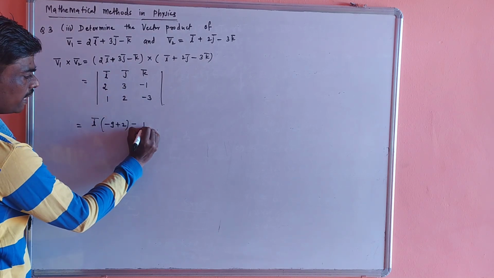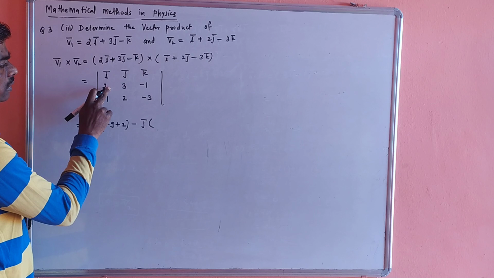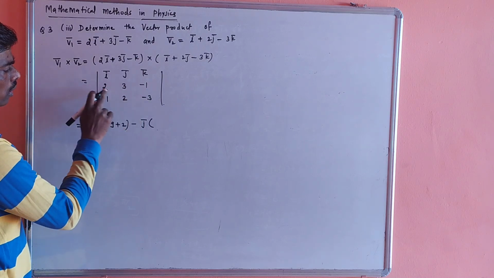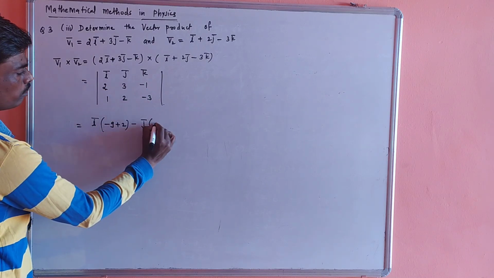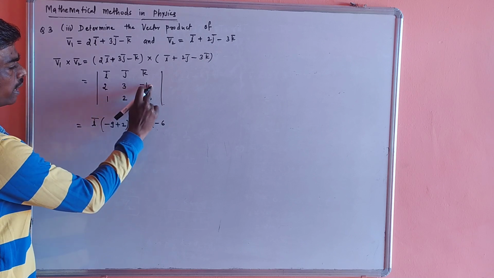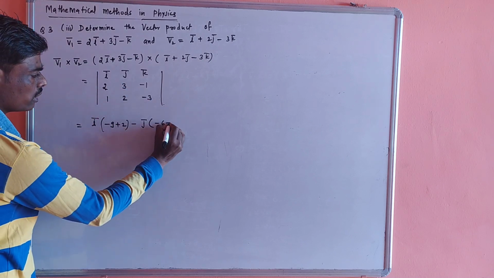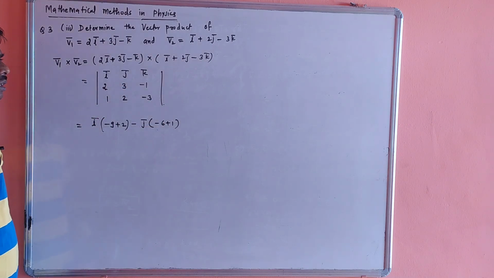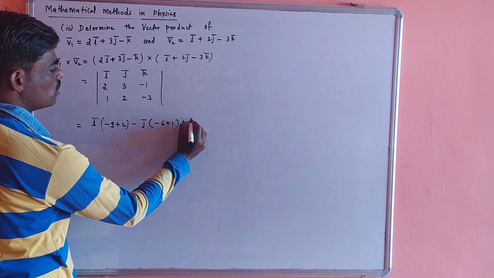So second term minus j. Then take cross product of this, 2 into minus 3, minus 6, 1 into minus 1, minus 1, minus of minus 1, it becomes plus 1. Then plus k.